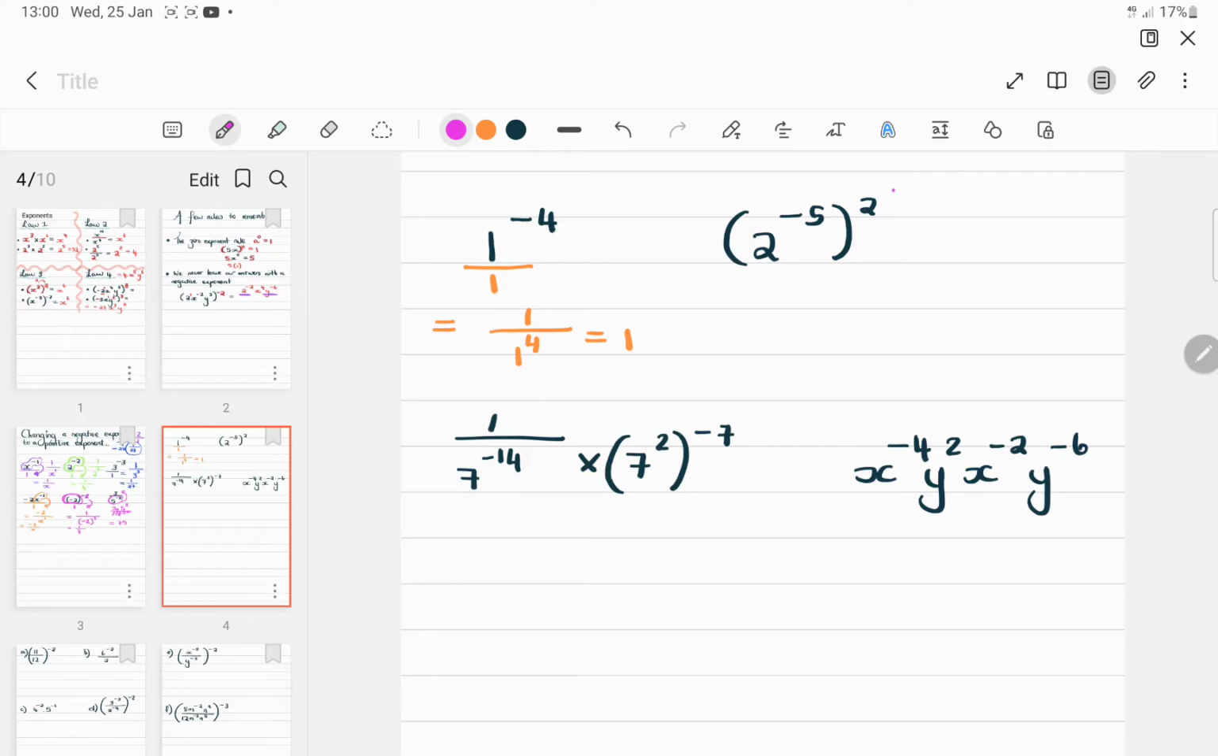Then, let's get into the more nitty-gritty ones. A power raised to a further power, you multiply. So you get 2 to the power of negative 10, because negative 5 times 2 gives you negative 10. How do I make that a positive? 1 over 2 to the power of 10. So I'm just going to do it a little bit faster. And 2 to the power 10, you can punch it into your calculator, is 1 over 1024.